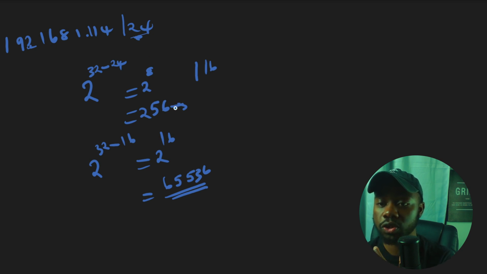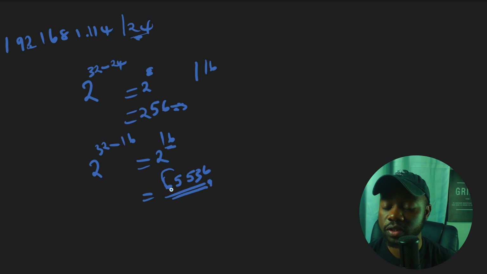So if you notice, with /24 we only had 256 IPs, but with a /16 we now have 65,536 IPs. What that means is the lower the number after the slash in the CIDR, the more IP addresses we have. We'll do another example.